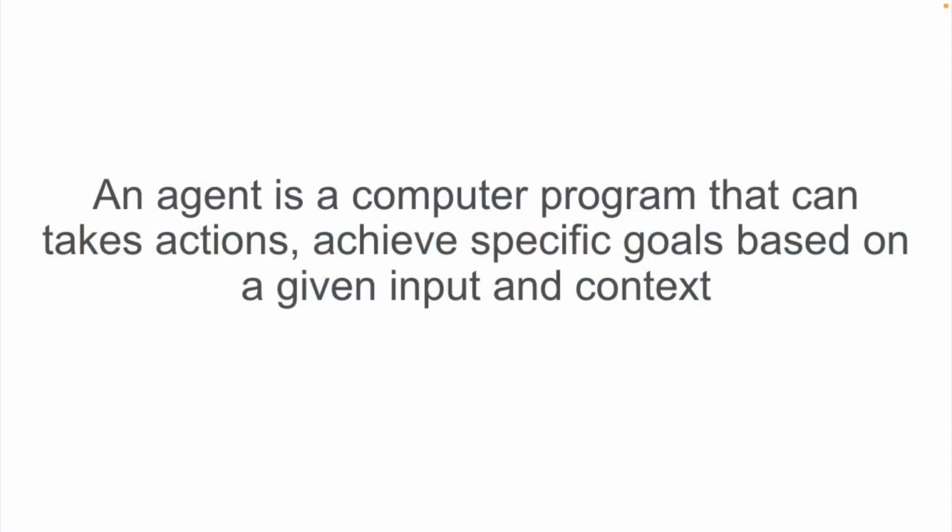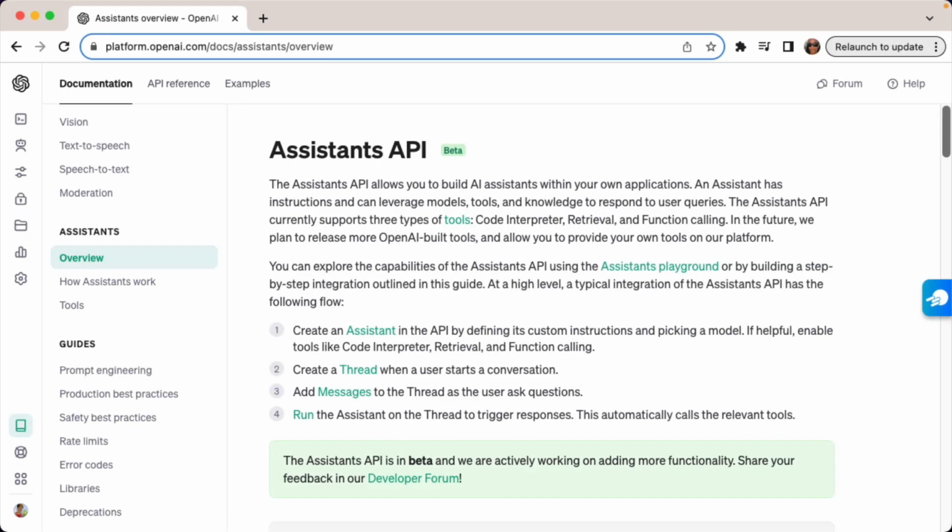So what is the purpose of an assistant, an AI assistant? But first, what is an agent? An agent is a computer program that can take actions and achieve specific goals based on a given input and context, autonomously, with minimum supervision. And why would we need to build an assistant?